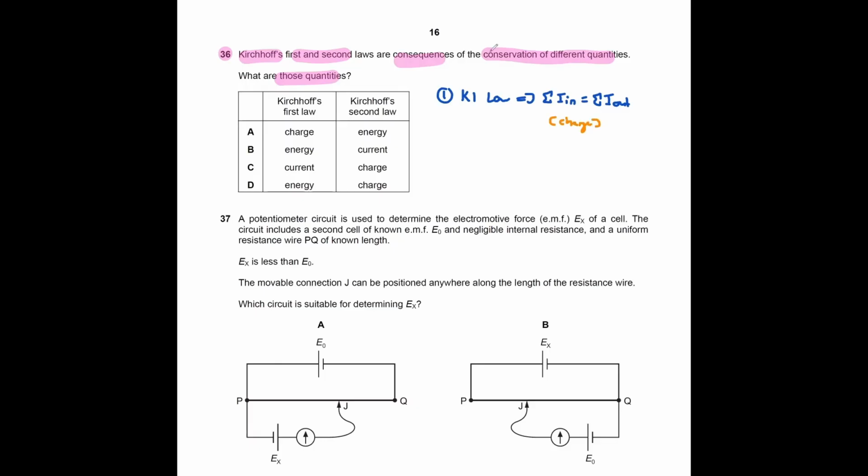It is based on the principle of conservation of charge. And then Kirchhoff's second law states that the sum of EMF is equal to the sum of PD in a closed circuit loop. This is based on the principle of conservation of energy. So which answer would be the correct one here? It will actually be A. Kirchhoff's first law based on charge, Kirchhoff's second law based on energy.